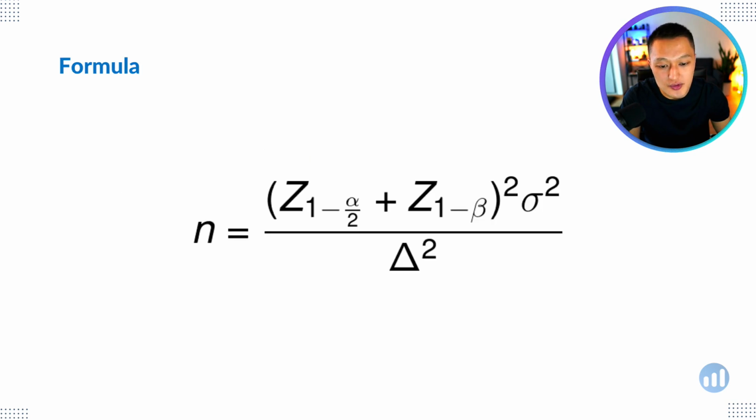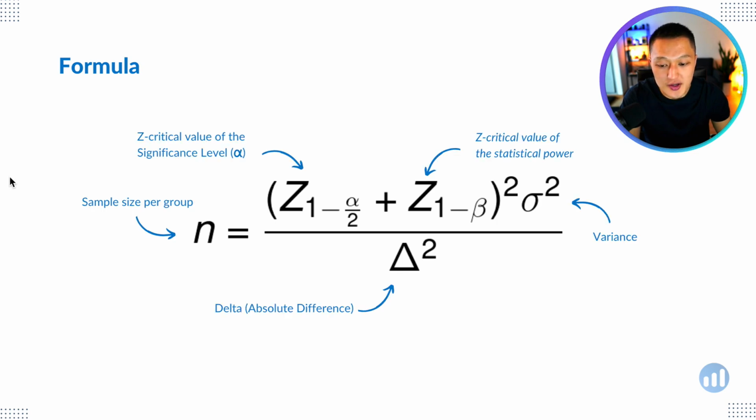Now, when you look at literature on sample size calculation, you often see this formula, which is n equals the z critical value of the significance level, plus the z critical value of your statistical power, and then this sum is squared, and it is multiplied by the variance of the point estimation divided by the delta squared. So if I were to label what each of the parameters means, what you have is the following.